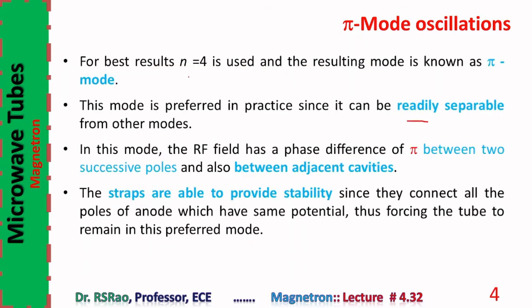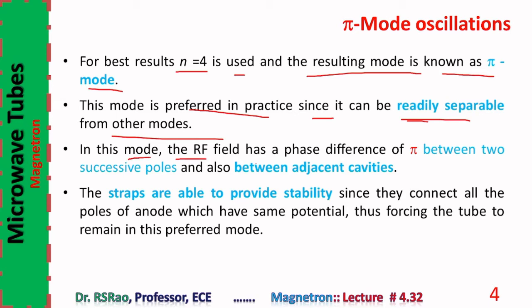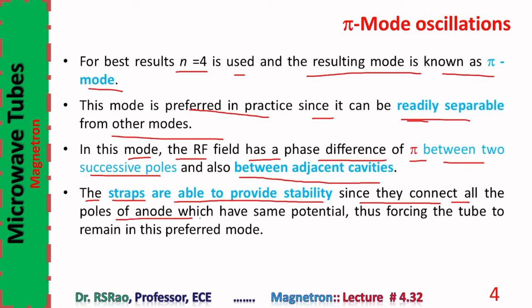For best results, n equal to 4 is used and the resulting mode is known as pi mode. This mode is preferred in practice since it can be readily separable from other modes. In this mode, the RF field has a phase difference of pi between two successive poles, side-by-side poles, and also between adjacent cavities. The straps are able to provide stability since they connect all the poles of the anode which have the same potential, thus forcing the tube to remain in this preferred mode.